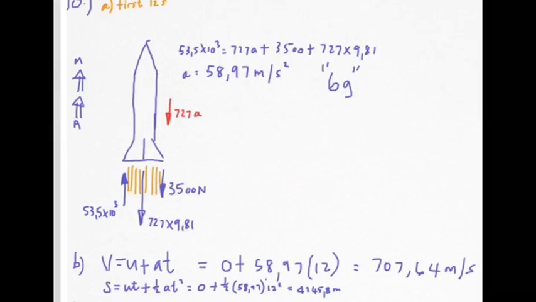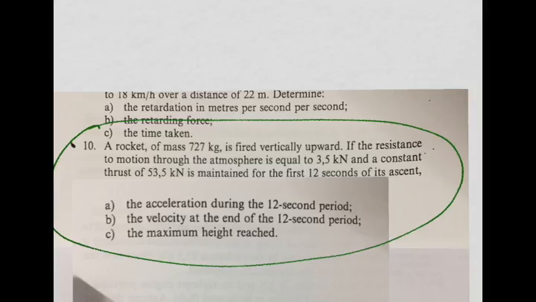So to sum up, at the end of the 12-second period, we are traveling at 707 meters per second, and we are 4245 meters above the surface of the Earth. But now part C asks for the maximum height reached. Now remember, this rocket doesn't miraculously just stop there. It now possesses this massive velocity. It is at this height, and it's going to continue going. The engine is now off until it reaches a maximum.